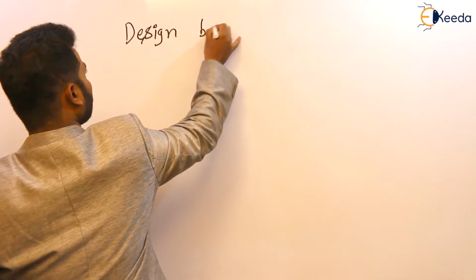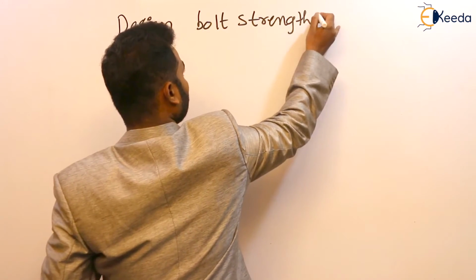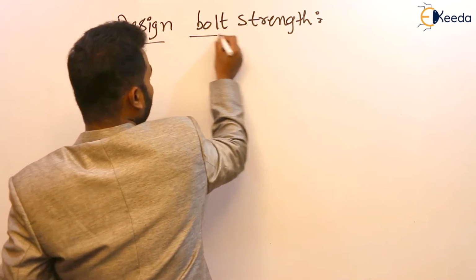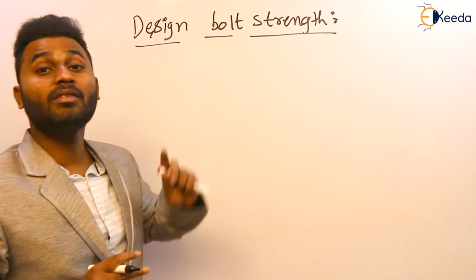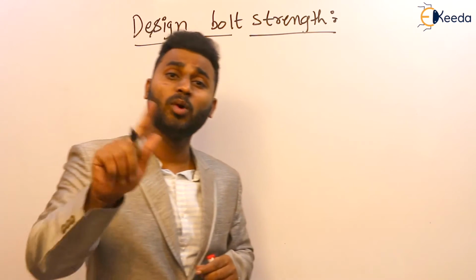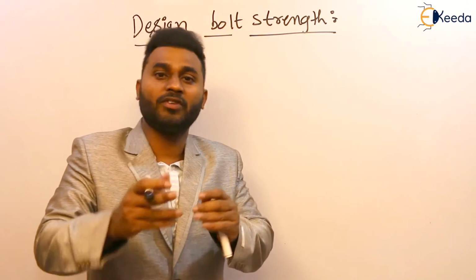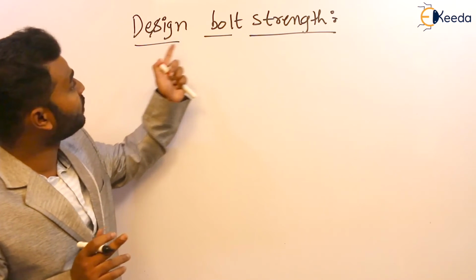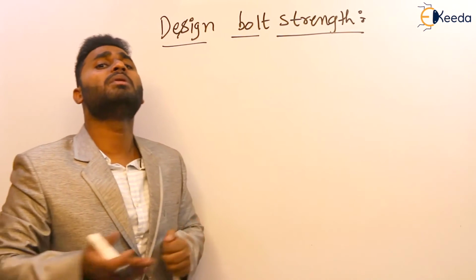Design bolt strength. Previously we discussed the design strength of the bolted joint. A bolted joint consists of bolts and connecting members, and out of these, whichever is minimum, we have to take. But here we are going to see only the bolt. So design bolt strength is nothing but the minimum strength of bolt.